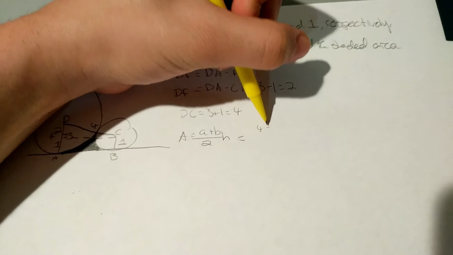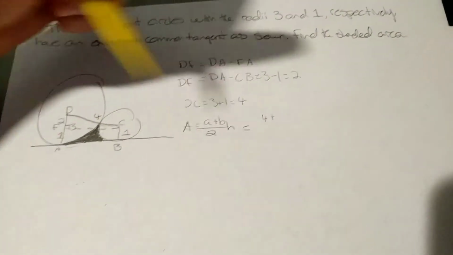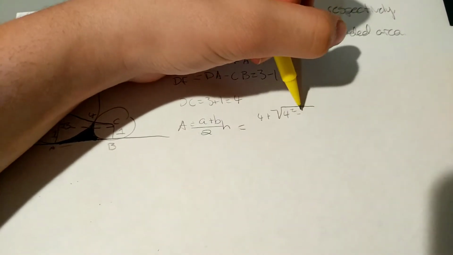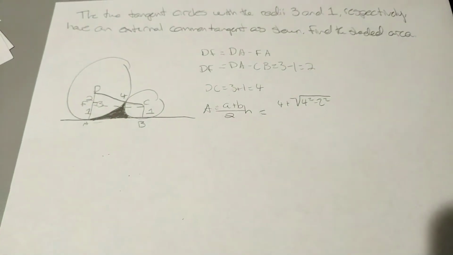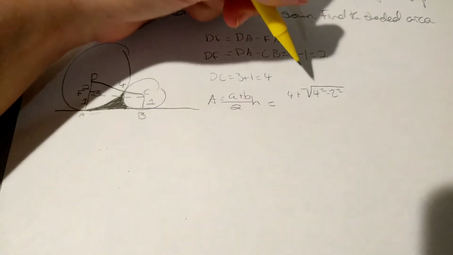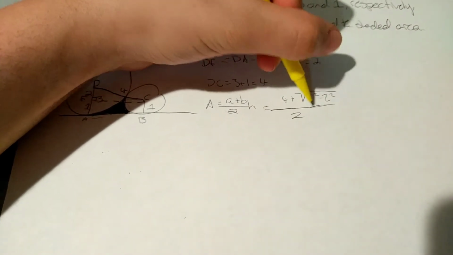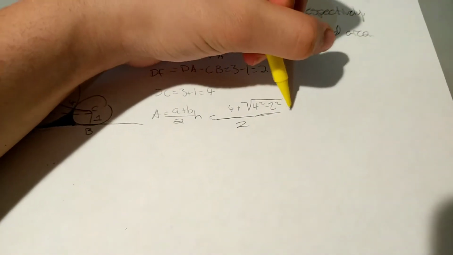So in this case, we will have 4 plus, we need to find the length of AB. Now we can use the Pythagorean theorem to say c squared minus b squared equals a squared, and then take the square root of that. And this is what you get over 2, and now the height is 1, CB is 1, so we don't need to worry about that.